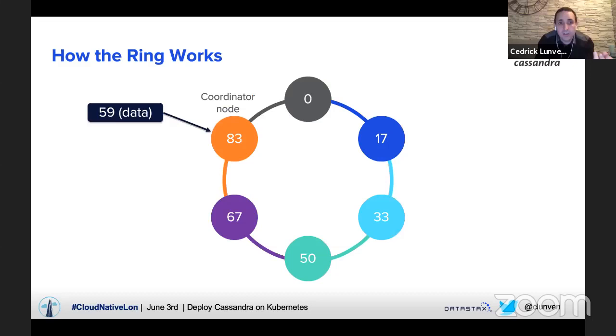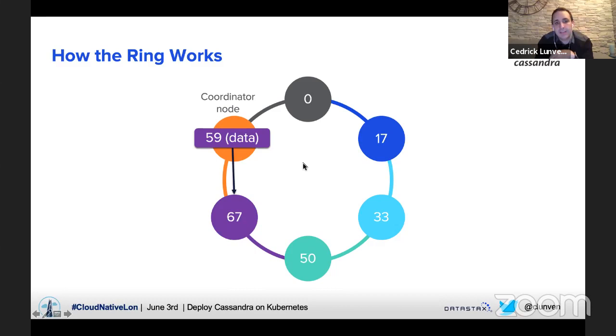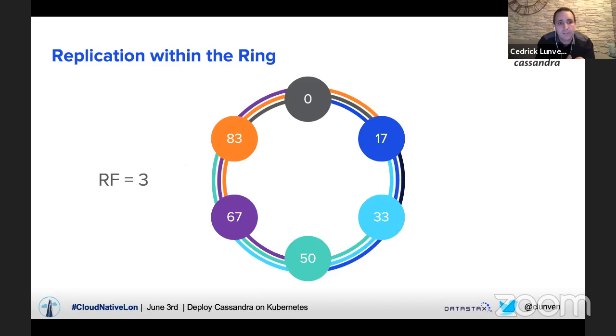This node becomes the coordinator node for the request and will send the data to the replica node, which is in charge of the data, because here it was not the owner of this data because it's not part of its token range. So data is distributed. Data is also replicated. And for that, we are using something called the replication factor.